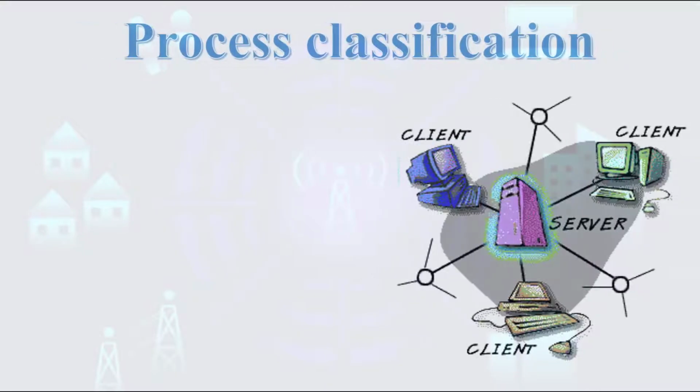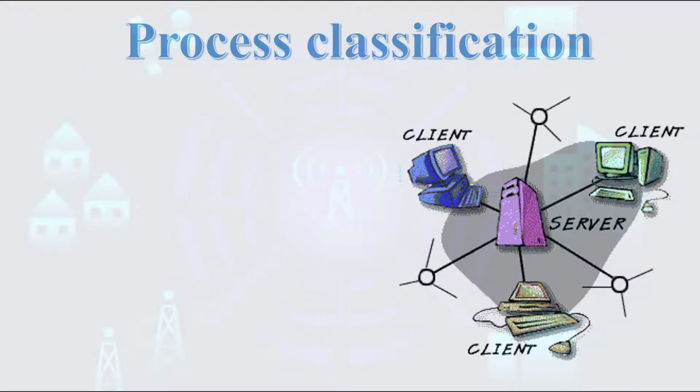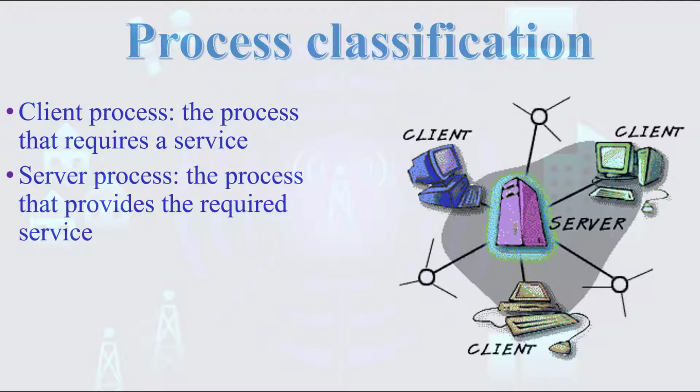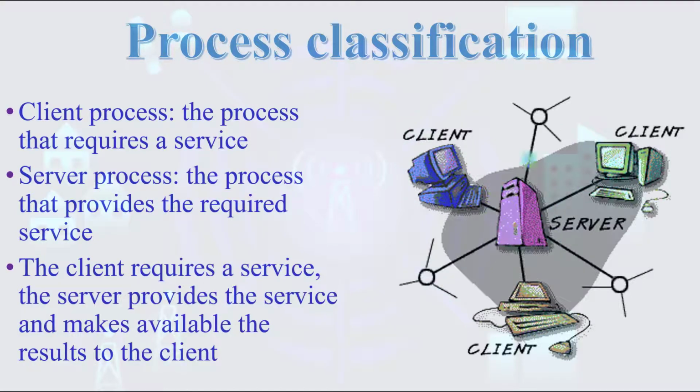Process classification is the service request and the reply that happens on the network, wherein the client requests a service from the server. In the server process, the server replies to the client on the network with the type of service requested by the client. When the client requests a service, the server provides the service and makes available the results to the client.